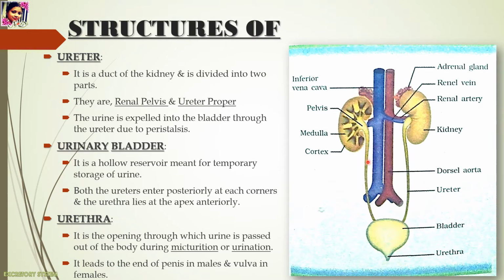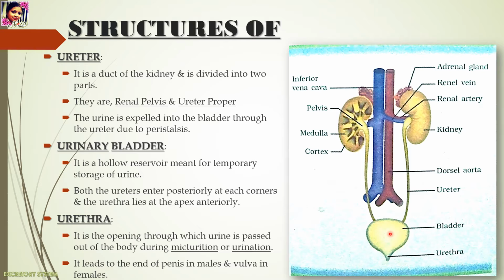A pair of ureters connects the kidney with the next structure of the excretory system. The ureter is a duct of the kidney and it is divided into two parts. One is the renal pelvis and one is the ureter proper. The urine is expelled into the bladder through the ureter due to peristaltic movement of the duct.